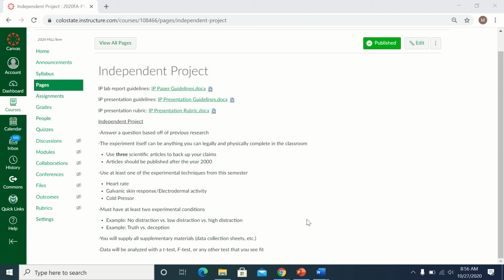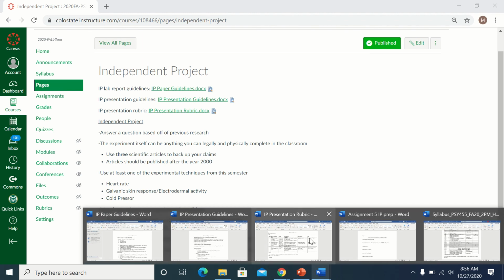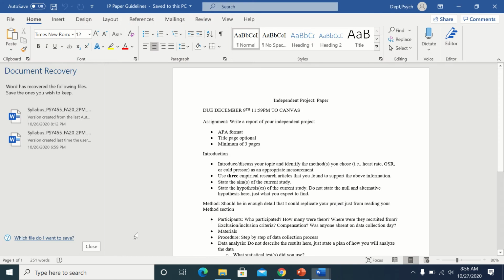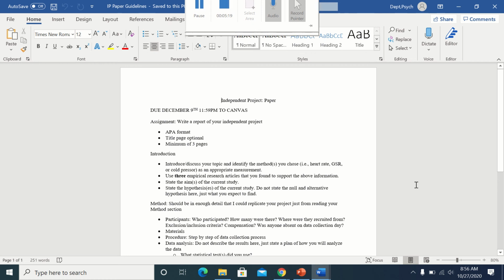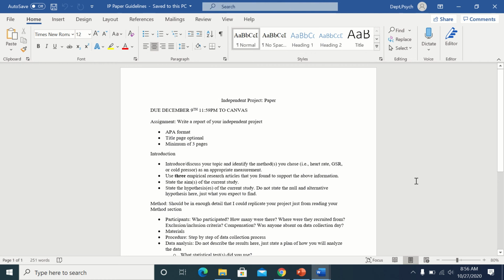So now I'm just going to go over the report and presentation guidelines. All right. Paper guidelines. So this can be found on Canvas in the Pages section, as I just showed you. So this is due December 9th. This is the last day of class before finals week.